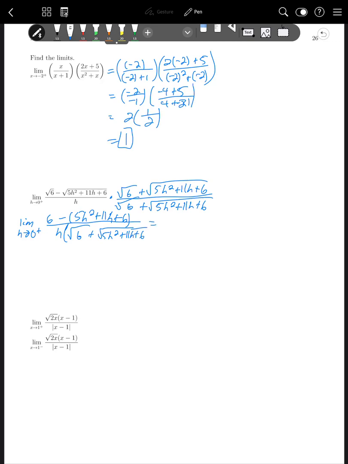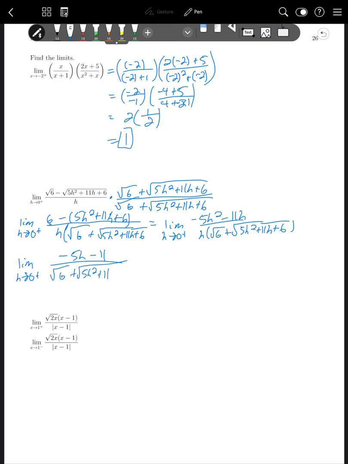And so now we can simplify. So 6 minus this expression, 6 minus 6 is 0. So I'm just going to get the limit as h approaches 0 from the right of negative 5h squared minus 11h over h times the square root of 6 plus the square root of 5h squared plus 11h plus 6. And then we can cancel out an h. So this will be the limit as h approaches 0 from the right of negative 5h minus 11 over the square root of 6 plus the square root of 5h squared plus 11h plus 6.